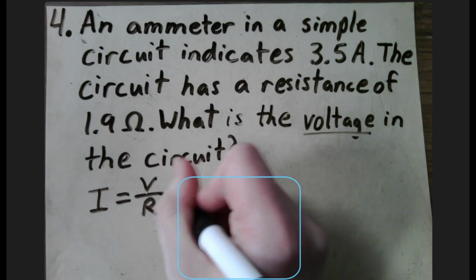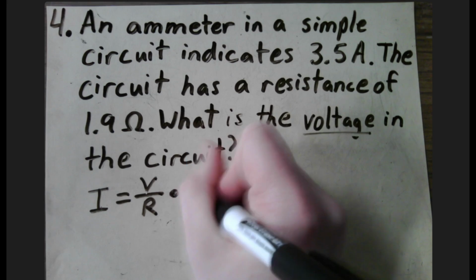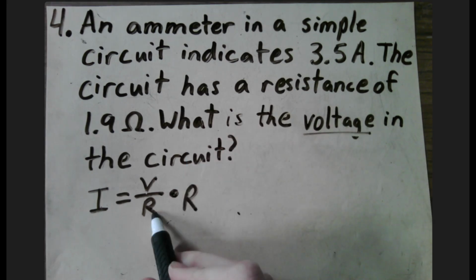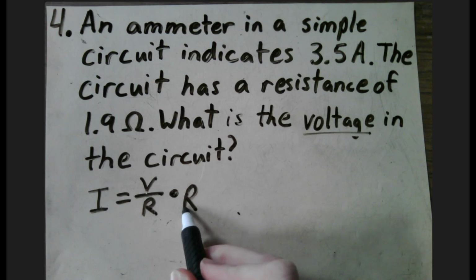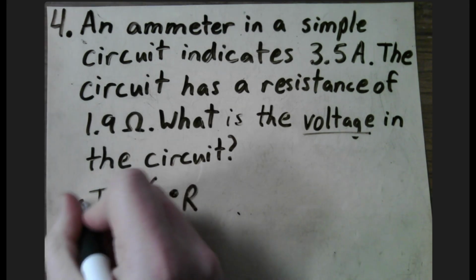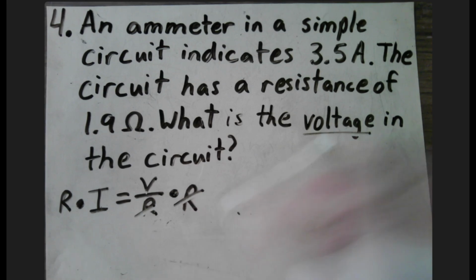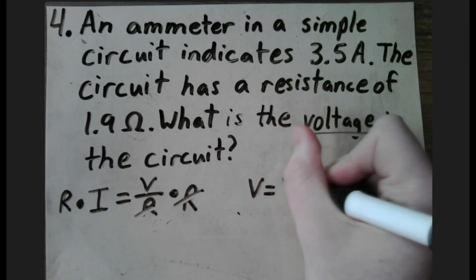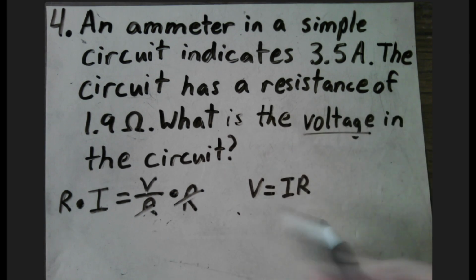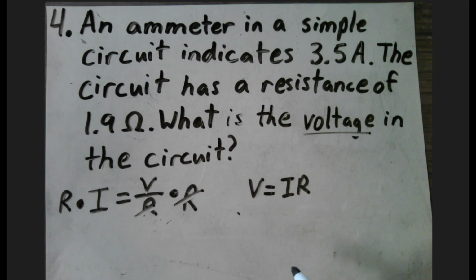To get it by itself, we have to do the opposite of what resistance is doing. Right now, resistance is being divided. So the opposite of division is multiplication. But what we do to one side of the equation, we have to do to the other. So we have to multiply by another R. These two R's cancel out, and we are left with V equals I times R, or voltage equals current times resistance. Now that we have our new formula, we can figure out voltage, because we got voltage by itself.